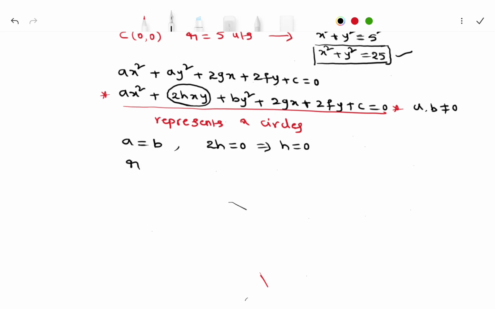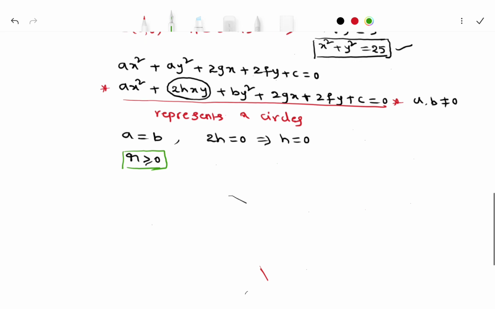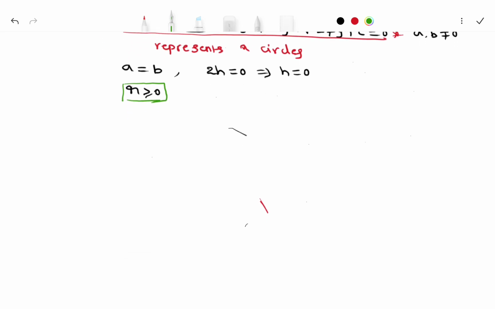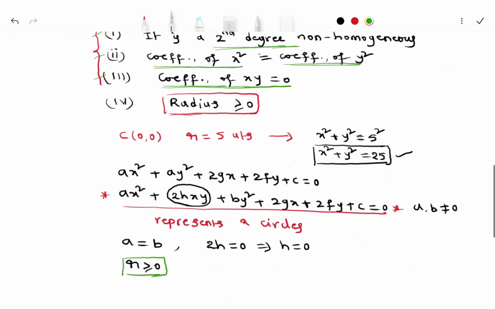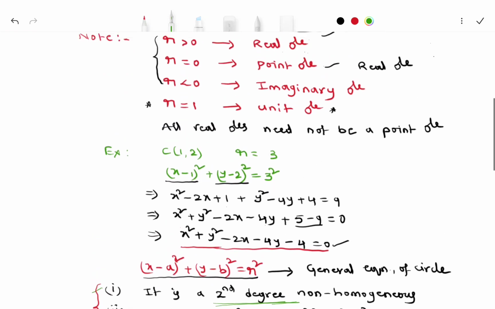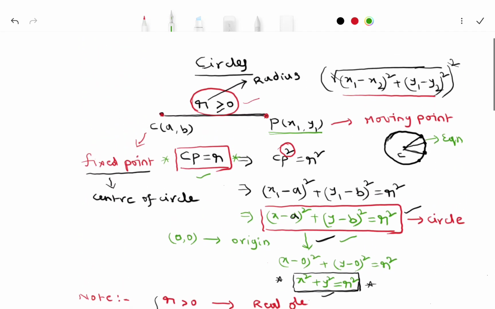Next, radius is greater than or equal to 0. So how can we write a formula for the radius? That will be derived from the other equation, so we will discuss that later. So this is a condition from the definition. Here we can observe all these things. Now once again you see all the examples and all the definitions, from the first one.